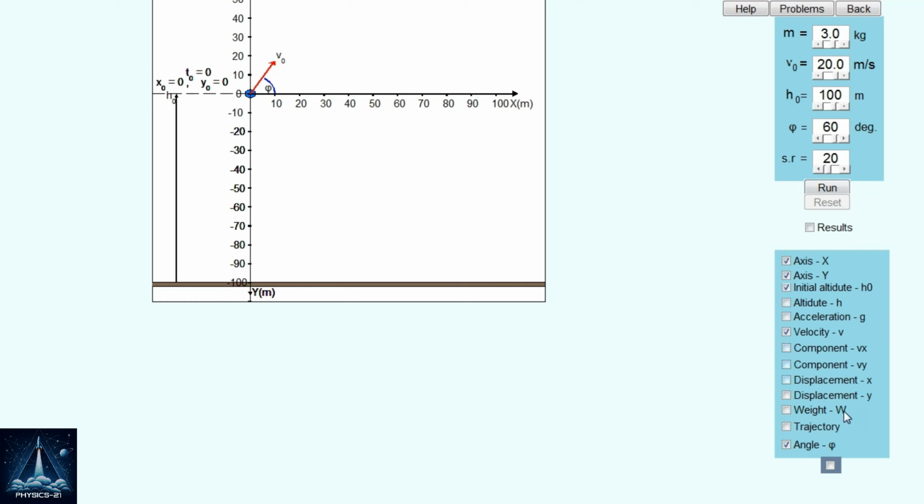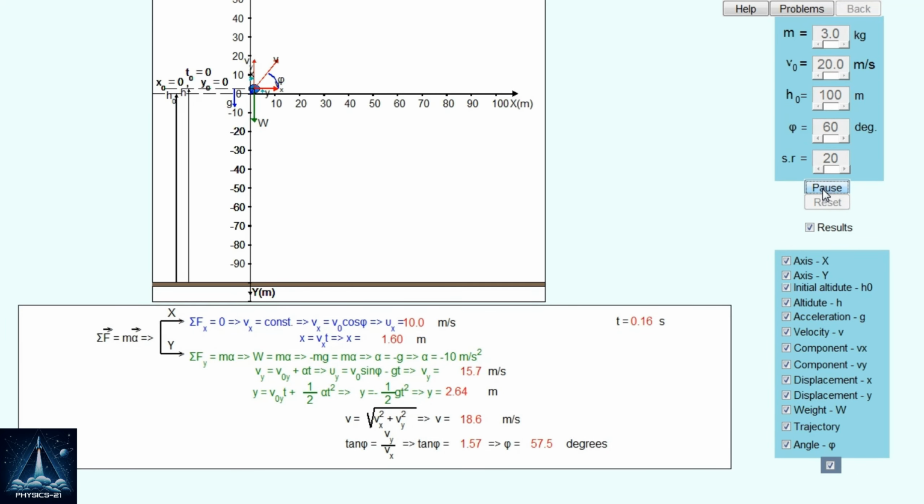Newton's first law governs the object's motion along the x-axis where no force acts, resulting in uniform linear motion with velocity vx. Along the y-axis, the object experiences acceleration g due to its weight, following Newton's second law.